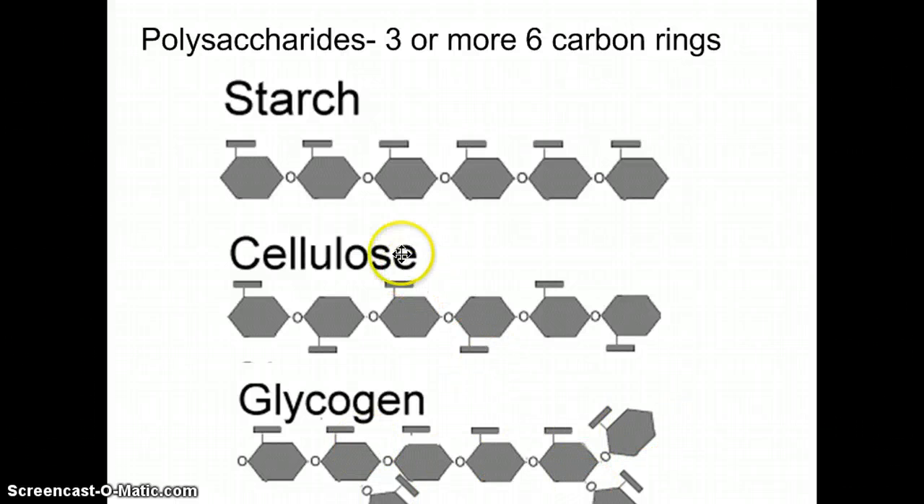So even though they look relatively the same and they're made of all the same monomer, starch is made up of the monomer glucose, and so is cellulose, and so is glycogen. The way that the monomers are put together makes a different polysaccharide. So that's a starch, cellulose, glycogen, all have different functions, but they're all made of the monomer glucose.